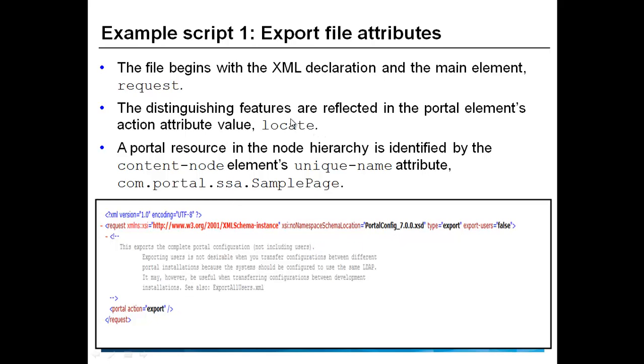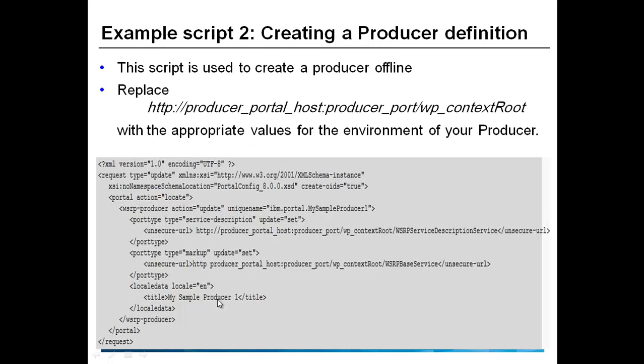The distinguished features are reflected in the portal element's action attribute value, locate, and a portal resource in the node hierarchy is defined by the content node element's unique name attribute. So when you want to use a content node, you have to use the content node name. But when you say portal action export, it is exporting everything in the portal.